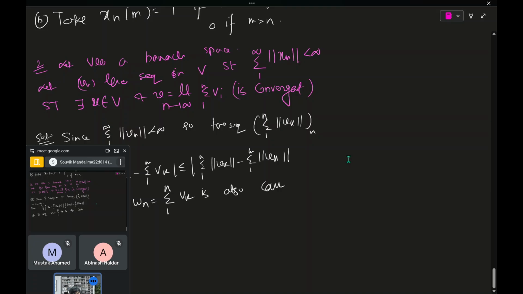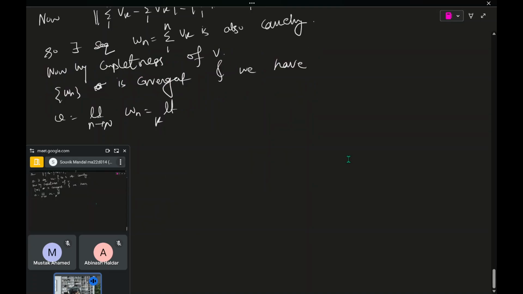Now by the completeness of V, w_n is convergent, and we have v equal to the limit as n goes to infinity of w_n, which is the limit as k goes to infinity of the summation from 1 to k of v_i, which is the summation from 1 to infinity of v_i.